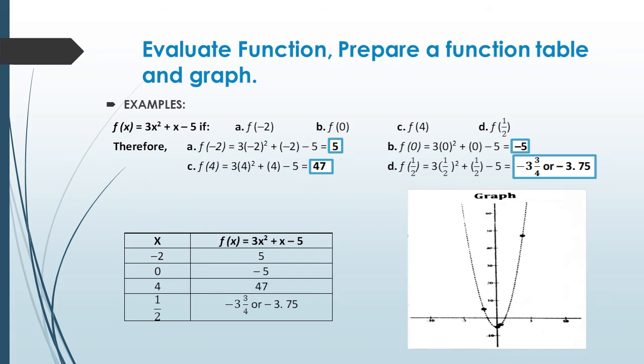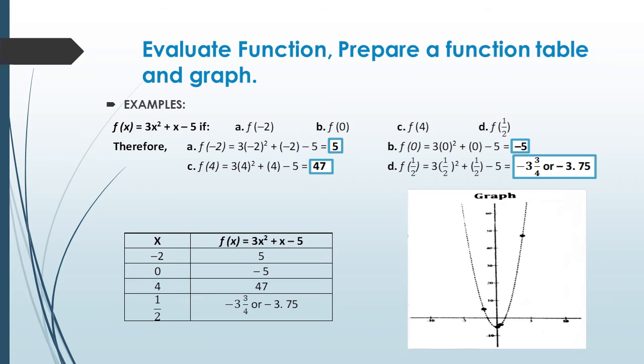So, f of negative 2, yan po yung ating value para sa x sa letter A. Sa letter B naman po, 0. Sa letter C ay positive 4. Sa letter D naman po ay positive 1 half. So, let's apply. Therefore, letter A. So, let's solve.